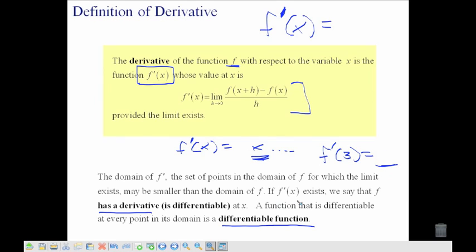Now, if f prime exists, if we can find an equation there that works out, we say that f has a derivative. Now, if we can find a derivative at every point in the domain, because maybe we can only find it at certain values, but if we find it for every point in the domain, we call it a differentiable function.